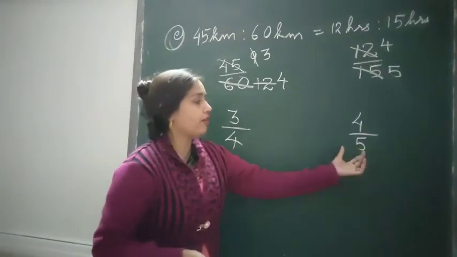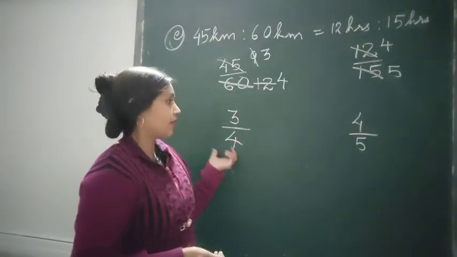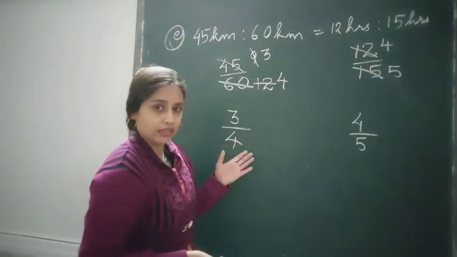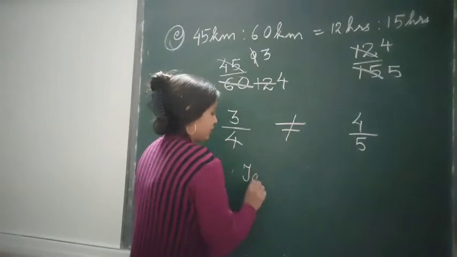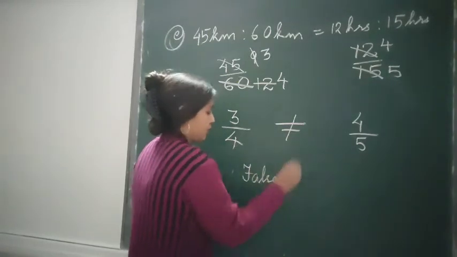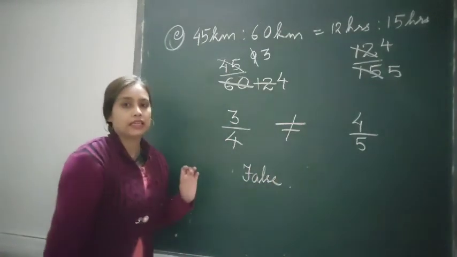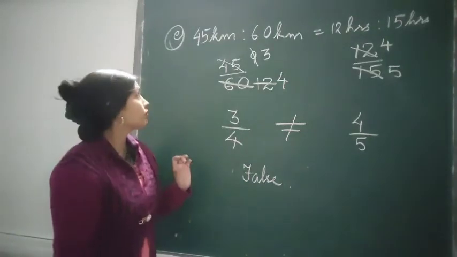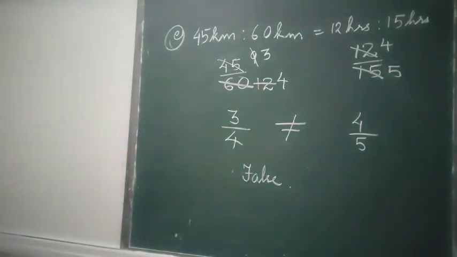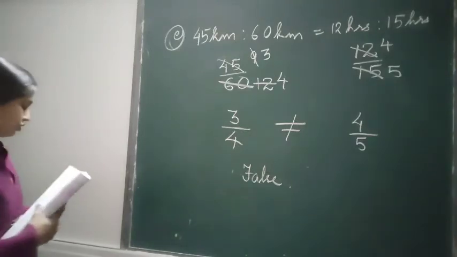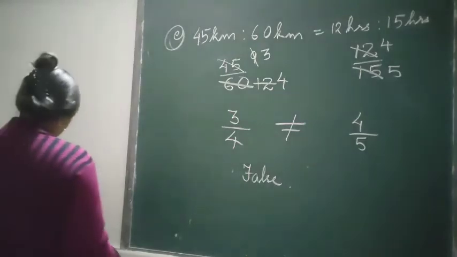So 4 by 5, and here the ratio is 3 by 4. Are they matching? Are they equal? No. So the above statement is what? It is false. So this completes the A part. Then we have completed question number 3. Yes. Now we have to start question number 4, children. So let's do it.